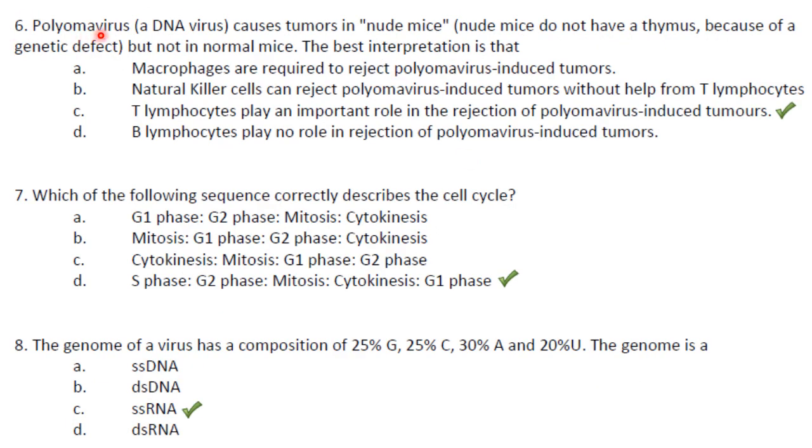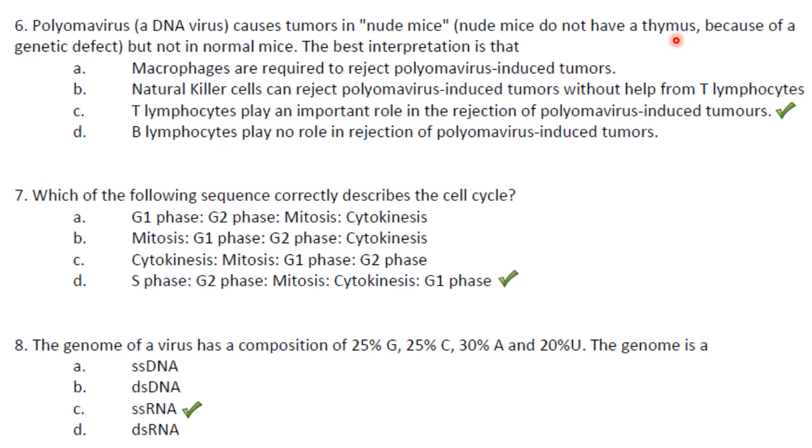The next one. Polyoma virus, a DNA virus, causes tumor in nude mice. Nude mice do not have thymus because of a genetic defect, but not in normal mice. The best interpretation is that... So polyoma virus causes tumors only in nude mice and not in normal mice. And nude mice don't have a thymus.